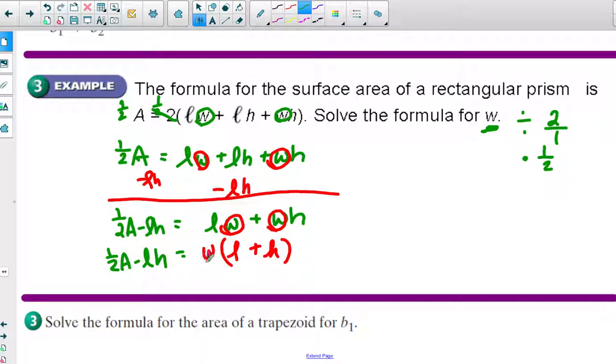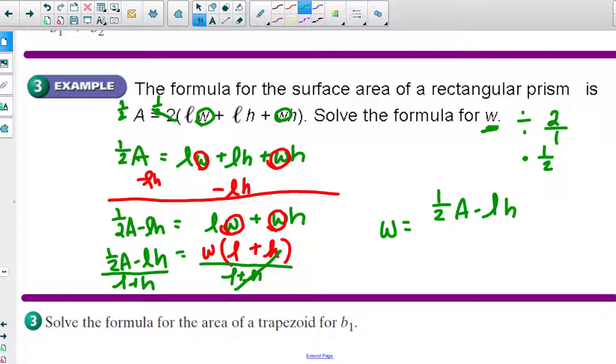Okay, so I want to solve this for W, and right now we're multiplying this expression to W. So the opposite is to divide both sides by L plus H. That cancels on the right, and your final answer, W equals 1/2 A minus LH all over L plus H.